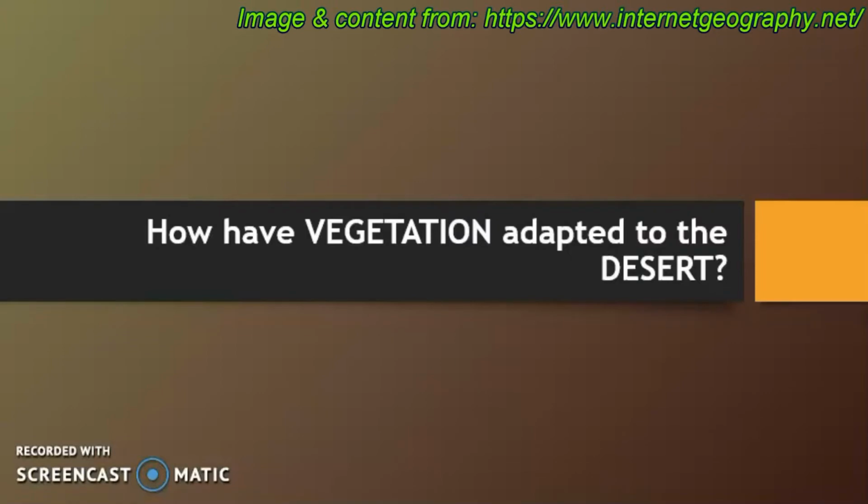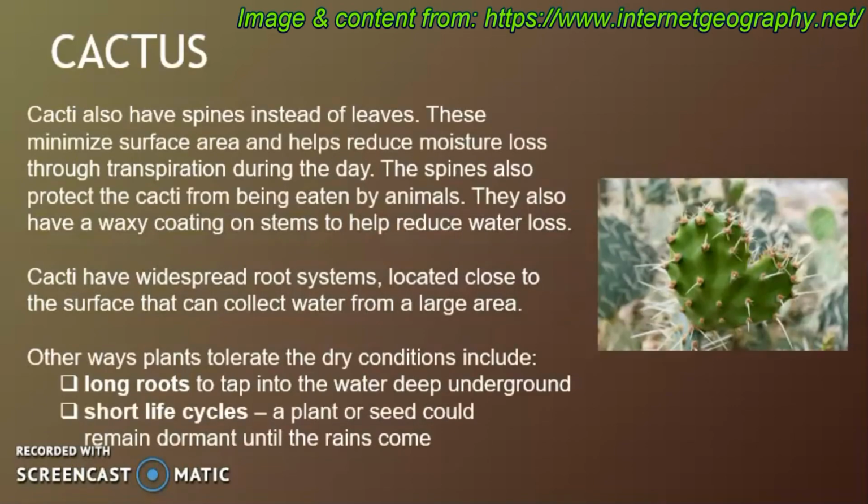This time, how has vegetation adapted to the desert? The very best example is the cactus. Cacti also have spines instead of leaves. This minimizes surface area and helps reduce moisture loss through transpiration during the day. The spines also protect the cacti from being eaten by animals.